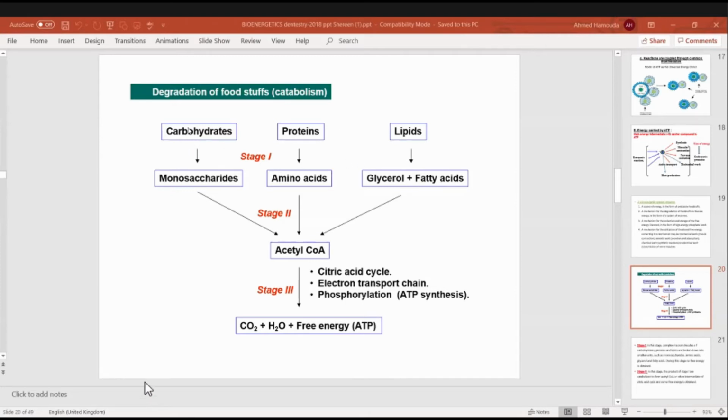Remember, what is the purpose of all this? We want energy, we want ATP. So this goes through many reactions, and I believe you did the carbohydrate metabolism already? Yes. Okay, yes, Tahir, thank you. So basically, you are aware of what we are talking about.